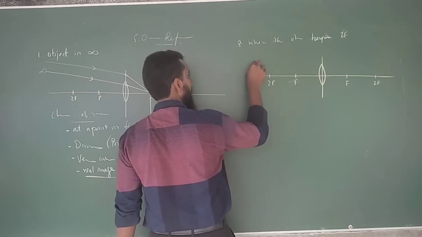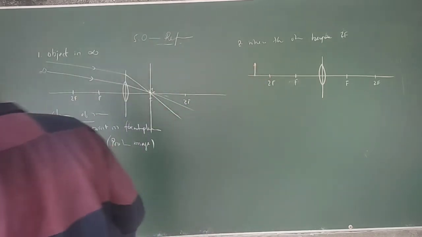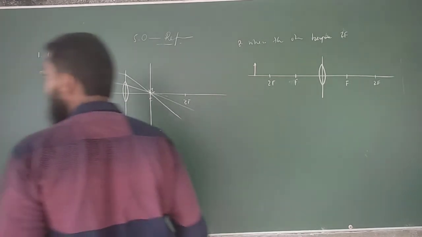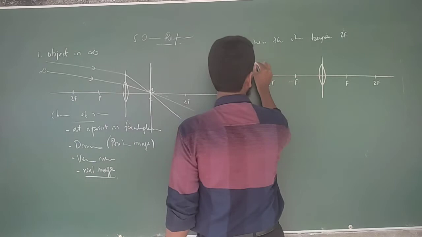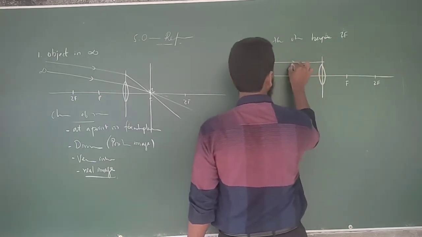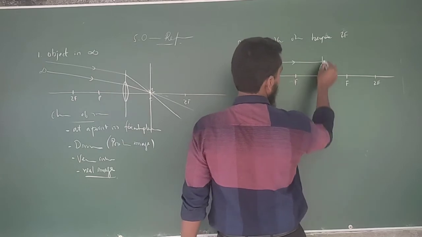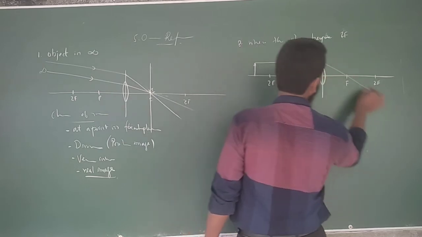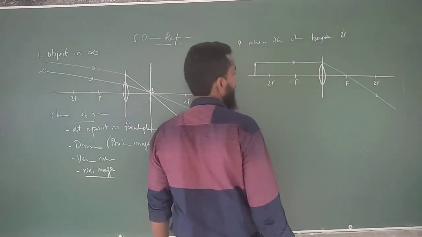Now the object is going to be beyond 2F, right? It's beyond 2F. Okay, now we are going to look at the ray which is coming parallel to the principal axis. The first ray, right, from those basic ray diagrams, it's going to go through the focus, right?